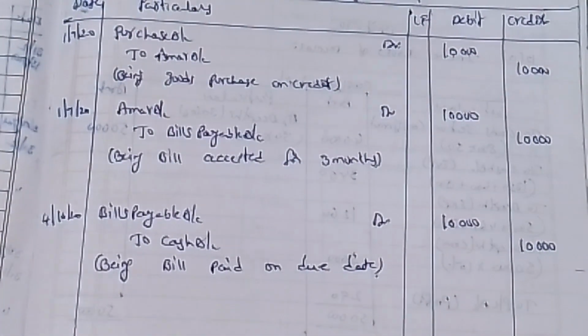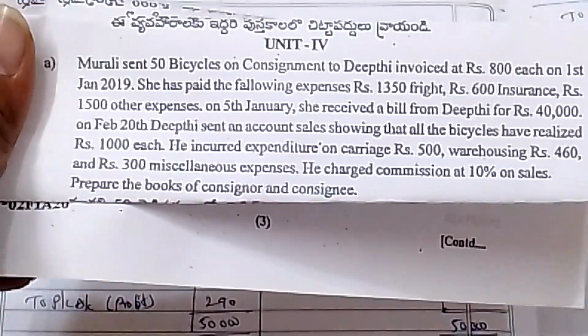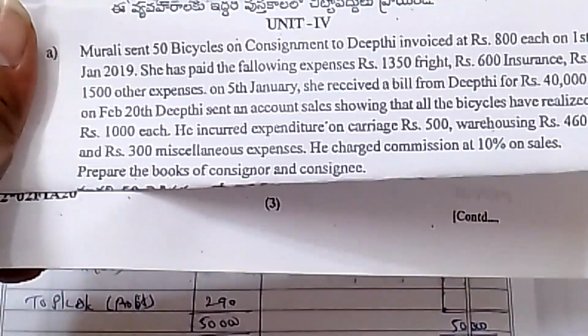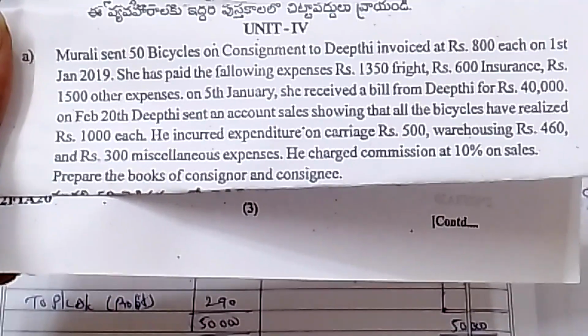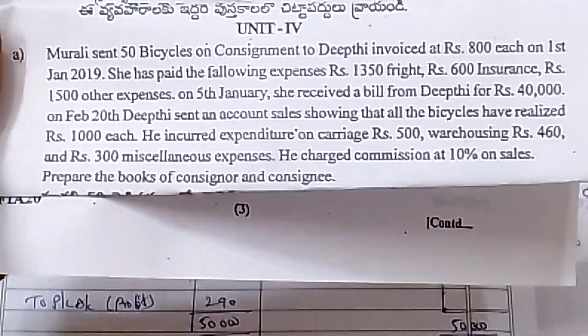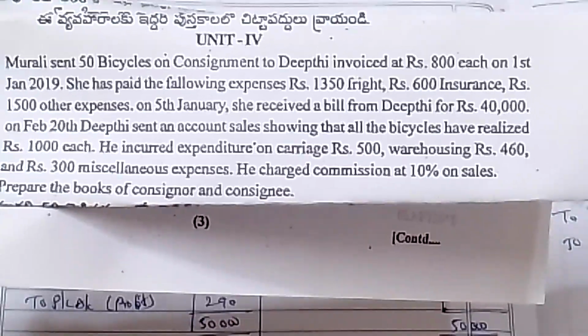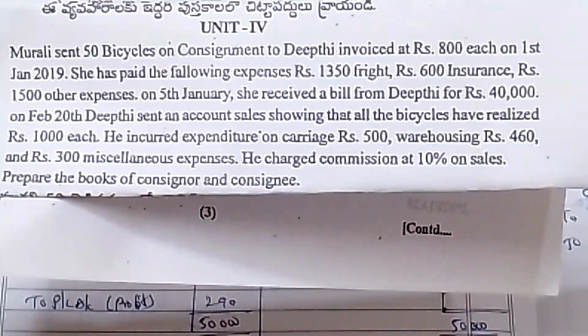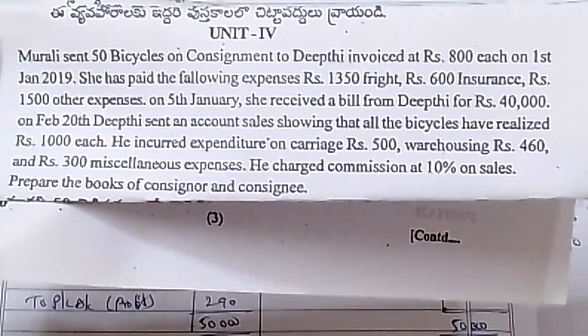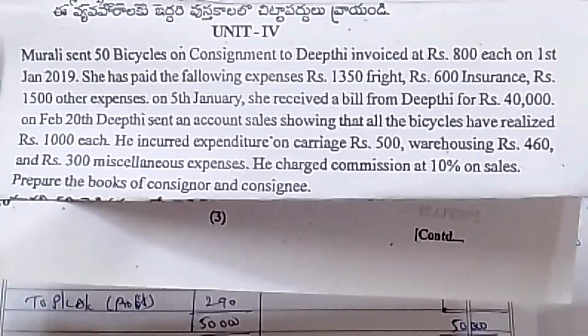Unit 4, consignment accounting chapter. Murali sent 50 bicycles on consignment to Deepthi, invoiced at 800 rupees each. So 50 into 800 means 40,000 rupees.